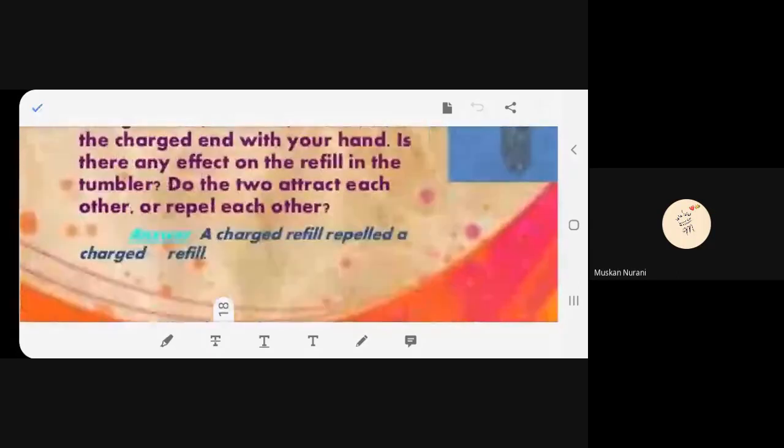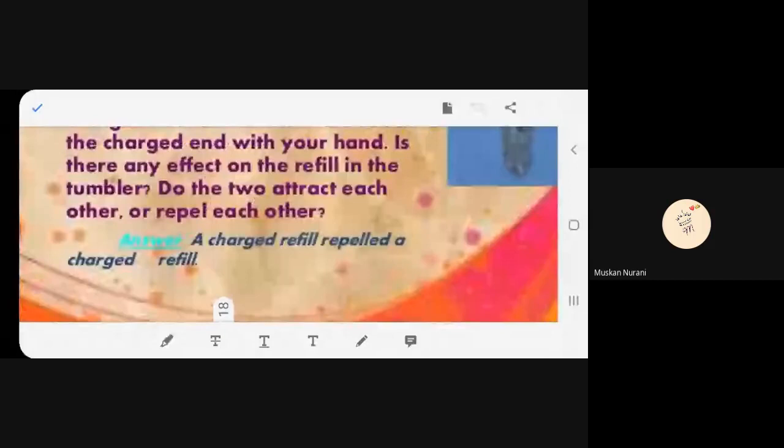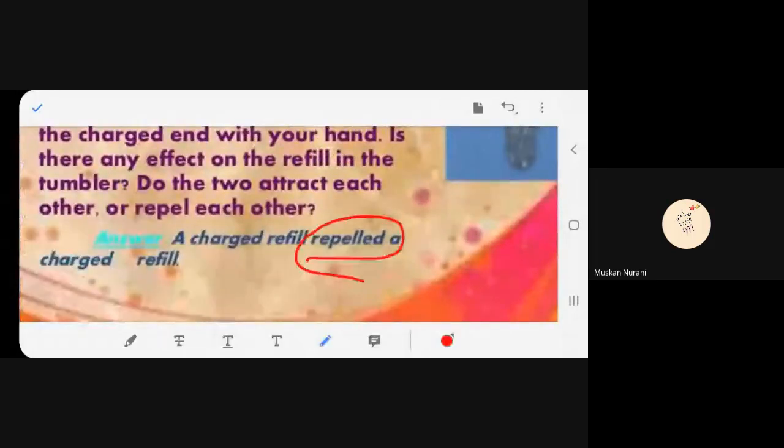Yes, ma'am. So you will see repulsion. A charged refill will repel the other charged refill. You understand? Because I was rubbing the refills with polythene. Both the refills are charged by rubbing with polythene. So the charges will be the same. So when the charges are same, obviously it will repel. You understand? Same charges repel, unlike charges attract.